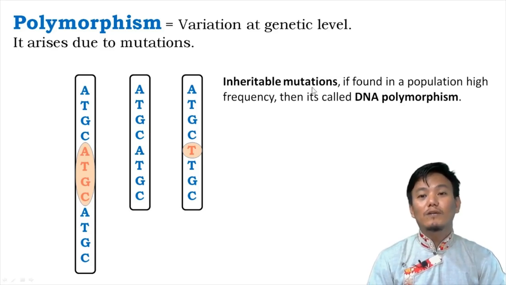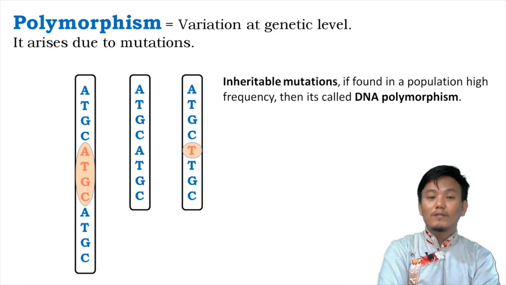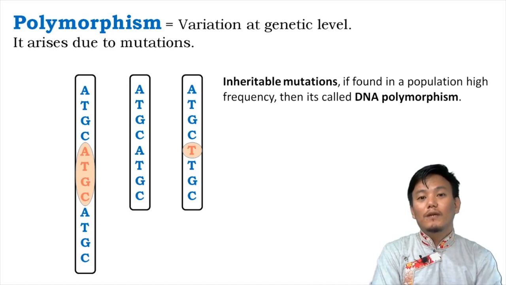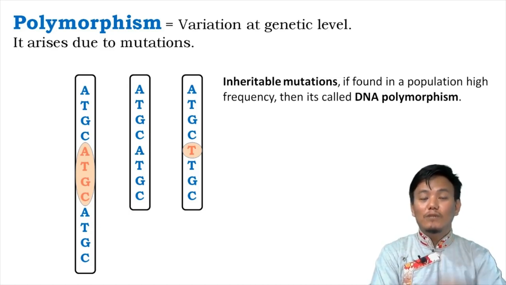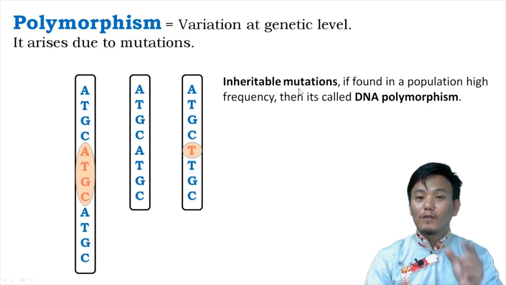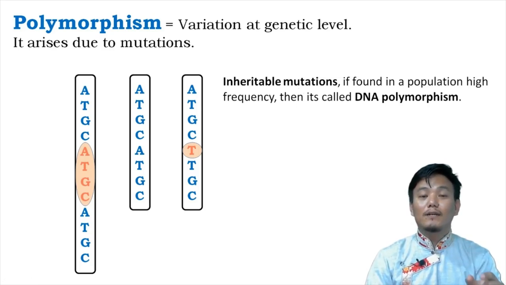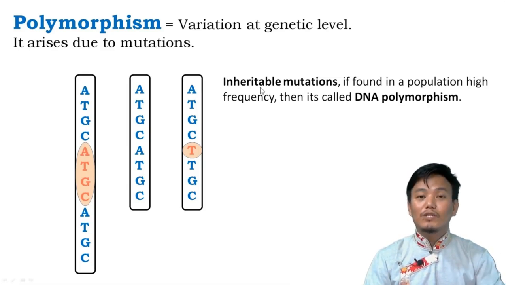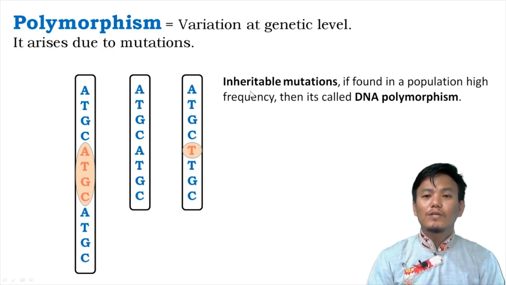But we have to think about, when will a mutation be inheritable? How will a mutation become inheritable? If a mutation occurs in my skin cell, this won't become inheritable. It won't be passed down to my children. But if the mutation occurs in my germ cells, or the cells which give rise to my gametes, then only the mutations will become inheritable. So for the mutations to become inheritable, the mutation has to occur in the germ cell, and then only the mutation will be passed on from generation to generation. So inheritable mutations, if they are found in a population at high frequency, then it is called DNA polymorphism.